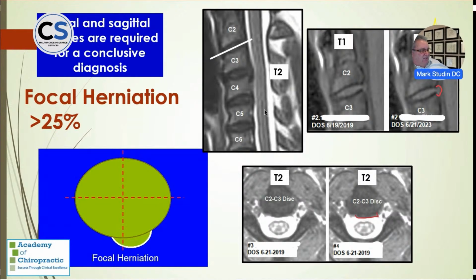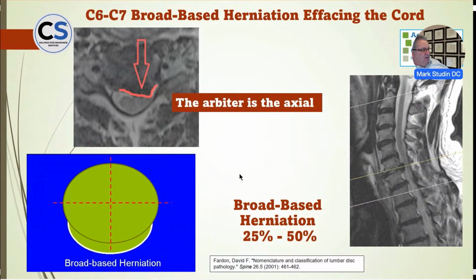And this is obviously in the cervical spine because we see a spinal cord and the nerves lining up to exit over here. And these are your neural canals. It gets a little bit crazy, but it's easy. Now we've got a C6-7 broad base herniation, 25 to 50%. And I've colorized it for you here.